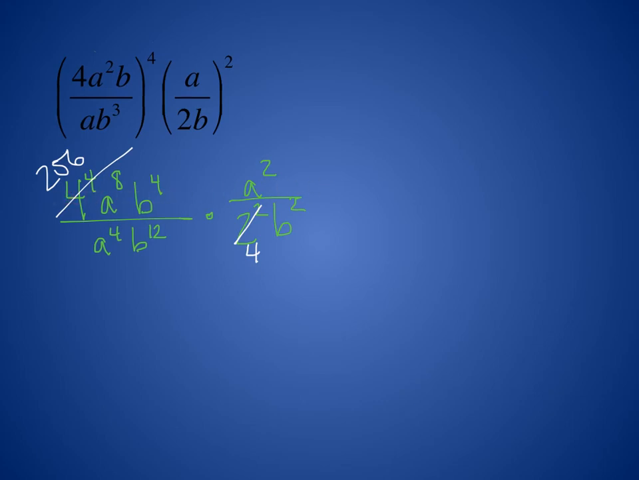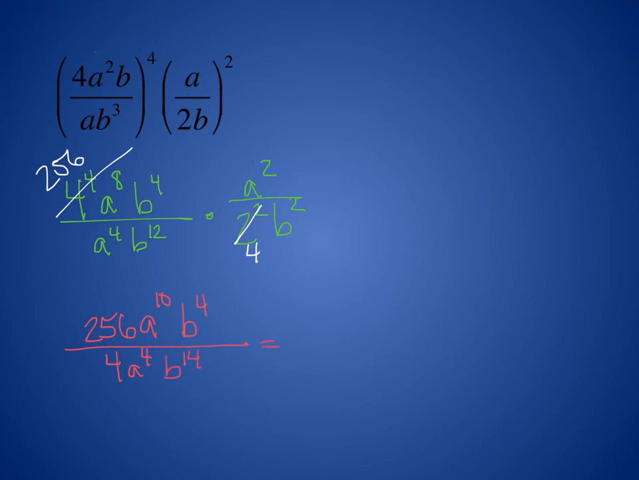So on top, I'm going to get 256. I have a to the 8th and a to the 2nd, so I'll get a to the 10th. There's no more b's, so I get b to the 4th. Over, I do the same thing on the bottom, so I'm going to have 4. There's no other a's, so I'm still going to have a to the 4th. If I combine both my b's right here, I'm going to get b to the 14th.